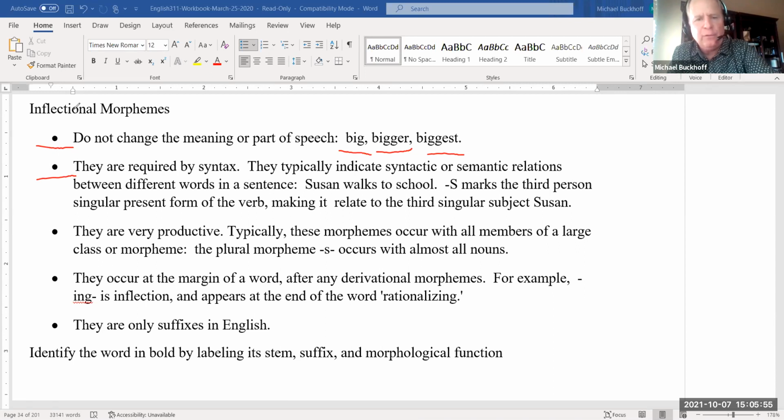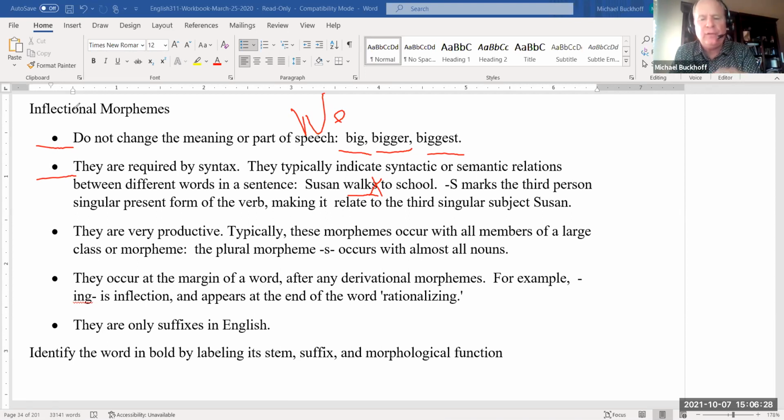So look at this. Susan walks to school, right? Notice if I said we, I would actually get rid of this S. What if I said yesterday? Yesterday, Susan, I would change it. I would say yesterday, Susan walked to school. Today, Susan walks to school. We walk to school. The students walk to school. So inflectional morphemes are affected by what happens outside of the word, in other parts of the sentence.